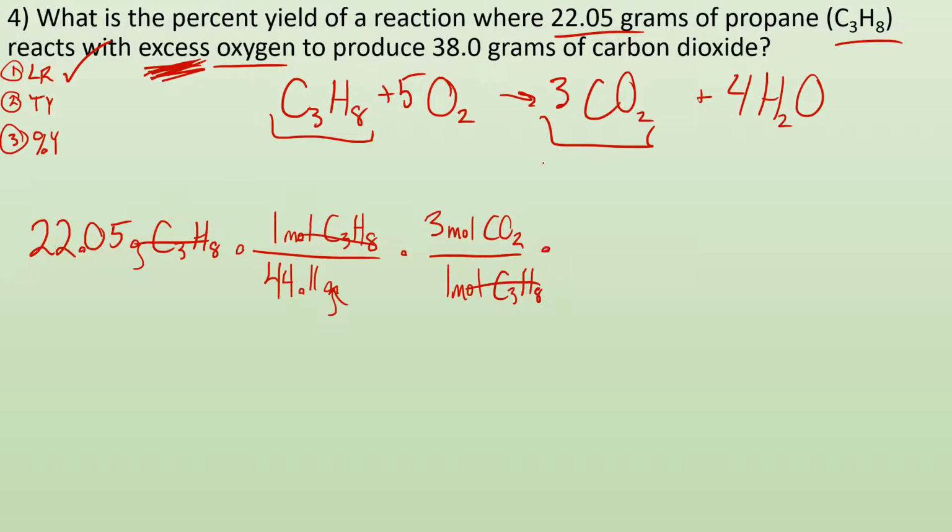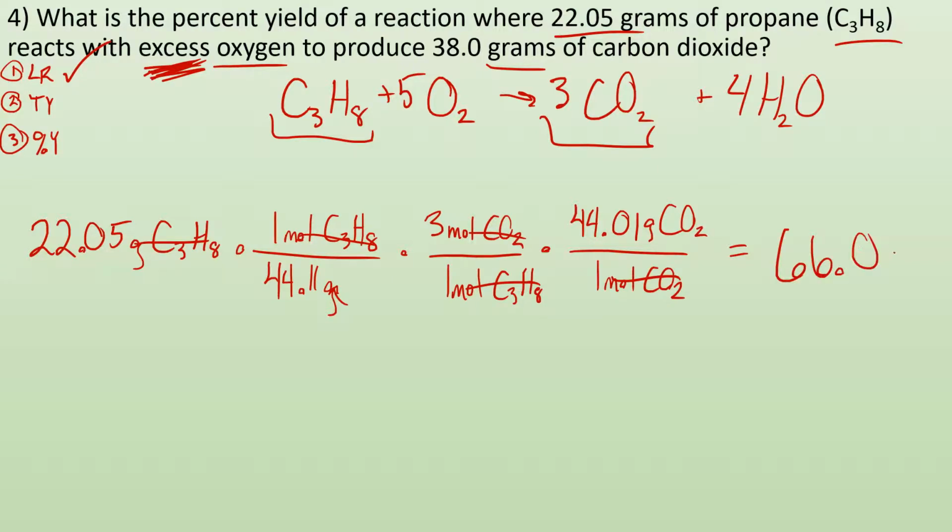Now I have moles of CO2, but they want the percent yield and they give us grams, so we have to get grams. So 1 mole of CO2 has a molar mass of 44.01 grams. Moles of carbon dioxide cancel out. I end up with grams of CO2. Now I can plug and chug, and I get 66.00 grams of CO2. So that was my step 2.